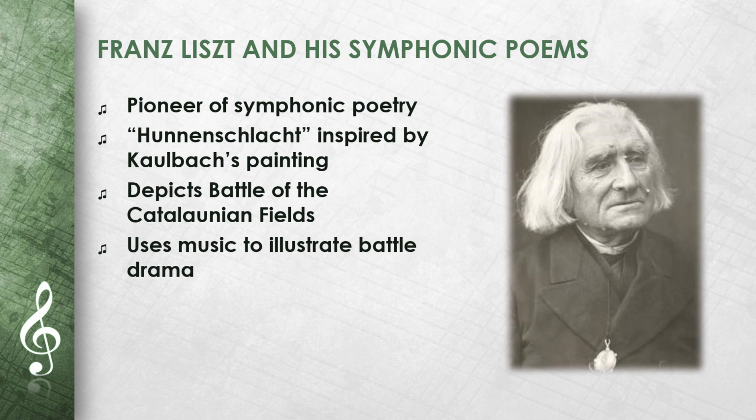Franz Liszt was a pioneer of symphonic poetry, a musical form that aims to convey extra-musical ideas, such as stories or images, in an orchestral work. His composition Hunnenschlacht, written in 1857, is inspired by Wilhelm von Kaulbach's painting of the same name, which depicts the Battle of the Catalonian fields between the Huns and the Romans. Liszt uses musical means to illustrate the drama and intensity of the battle.